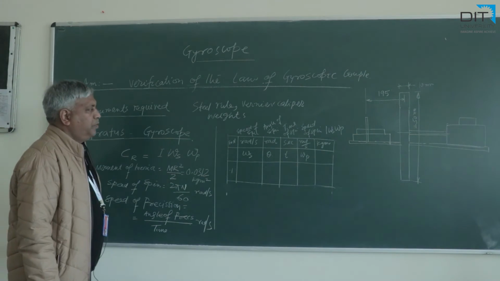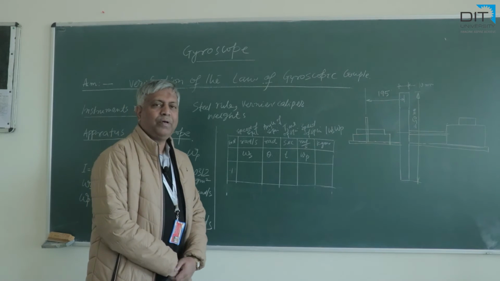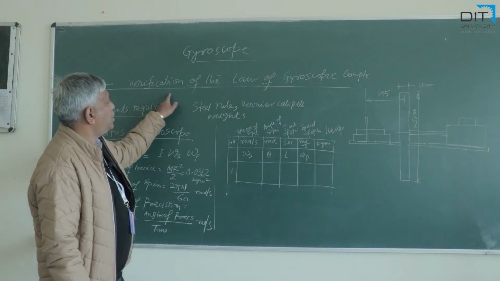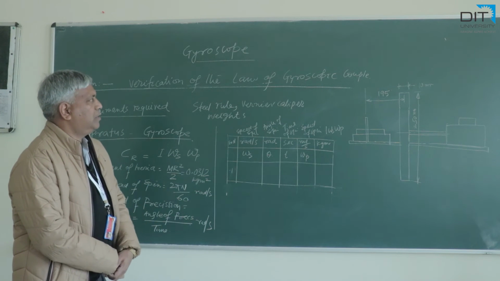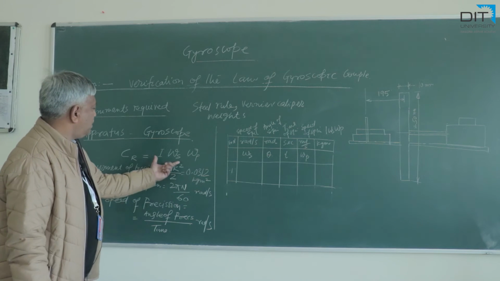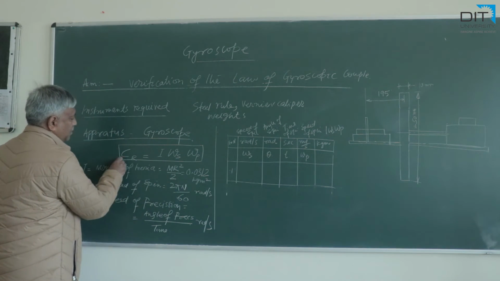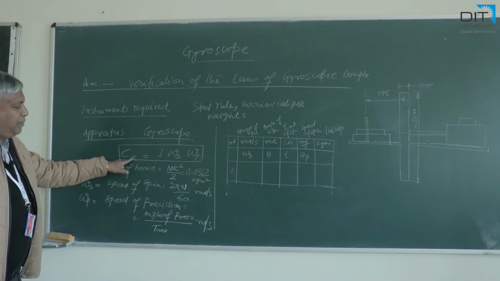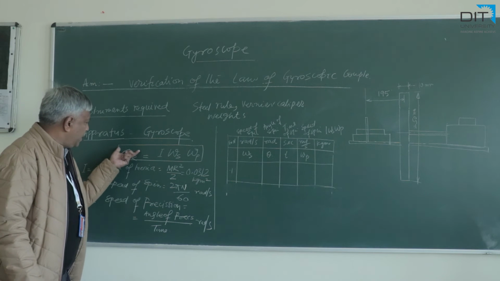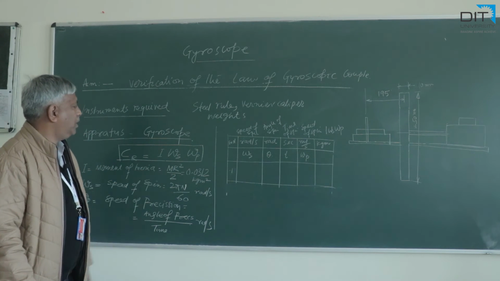Students, now after performing the experiment, we have to come back to our objective, which was the verification of the law of gyroscopic couple. The formula has been theoretically derived like this. R means reactive couple, C means couple. This gyroscopic reactive couple is given by this very small formula.